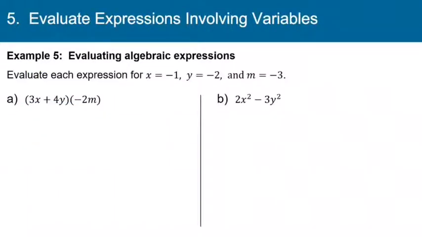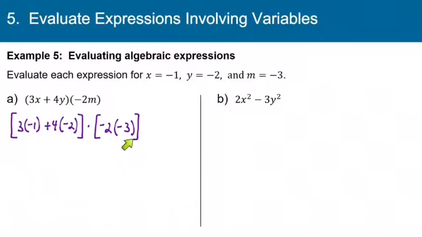For our next example, they're going to give us some expressions that contain variables, and here they're telling us that x equals negative 1, y equals negative 2, and m equals negative 3. And it says evaluate each expression for these values. And of course, we know evaluate means plug in these given values and use order of operations to find the value of the expression. So let's go ahead and write this as 3 times negative 1 plus 4 times negative 2 times negative 2 times negative 3.